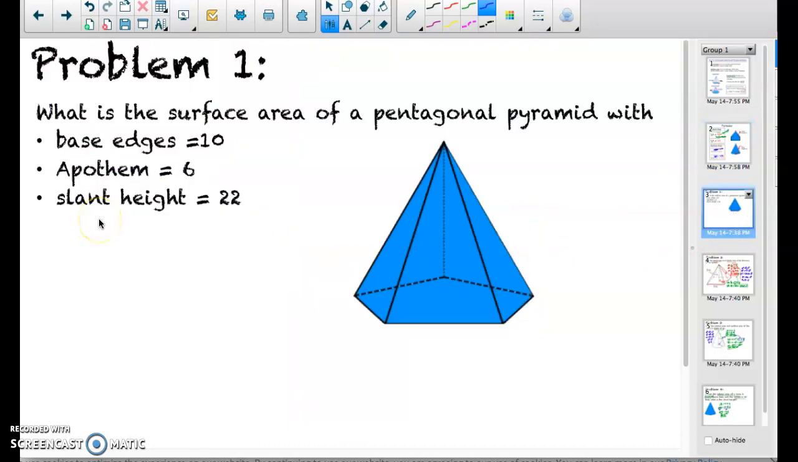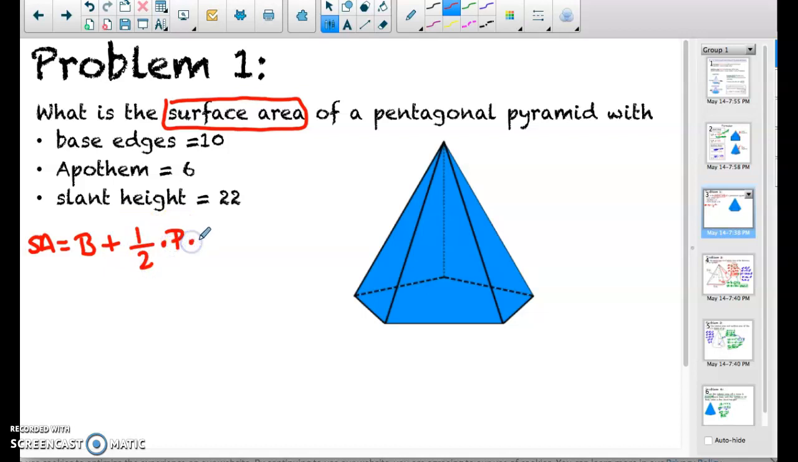Here's our first problem. What is the surface area of a pentagonal pyramid with base edges equal to 10, the apothem is 6, and slant height is 22? So I need to find the surface area. First thing I'm going to do is write down the formula that I'm going to use. So I know surface area of a pyramid is the base area, add to that 1/2 times the perimeter of the base times the height.